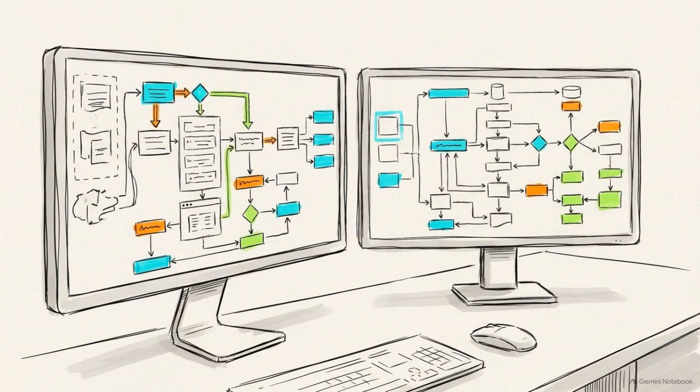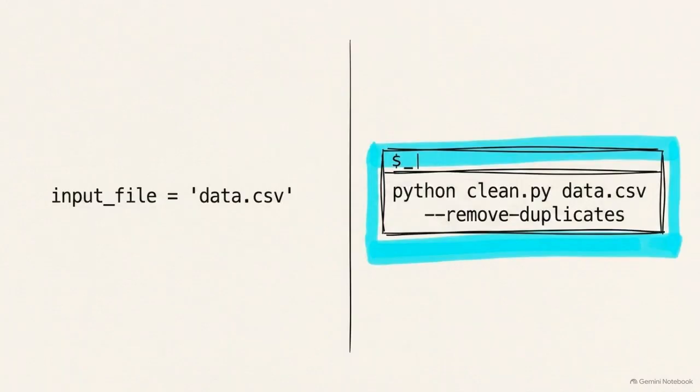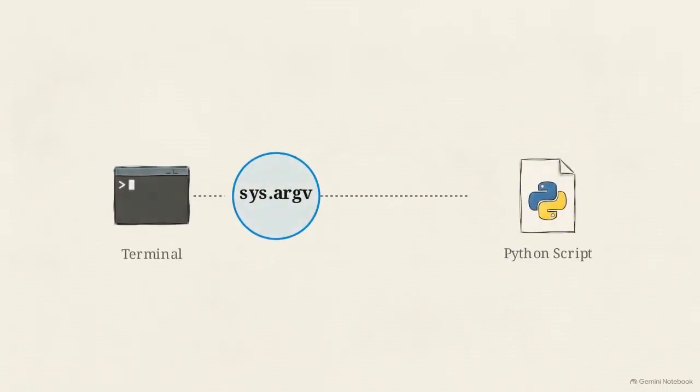You write a highly useful Python script, perhaps a data pipeline, only to realize you have to manually open and edit the source code every single time the input file changes. There is a sharp contrast between editing hard-coded variables inside a script and executing a clean command directly from the terminal. To bridge this gap, developers often reach for sys.argv, Python's built-in way to read terminal inputs.